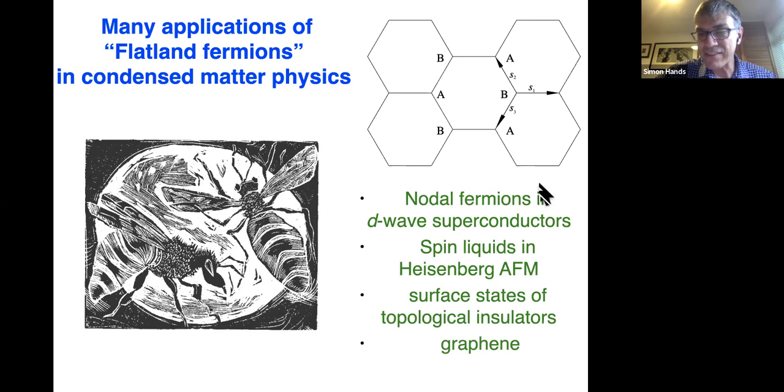There are insulators, in other words, the excitations are massive or gapped within the bulk, but they have edge states which can be massless or relativistic. So theories of surface states of topological insulators can also be relativistic fermions. I'm going to focus in the talk, for heuristic reasons, on I guess the most famous example, and that is electronic excitations in graphene.